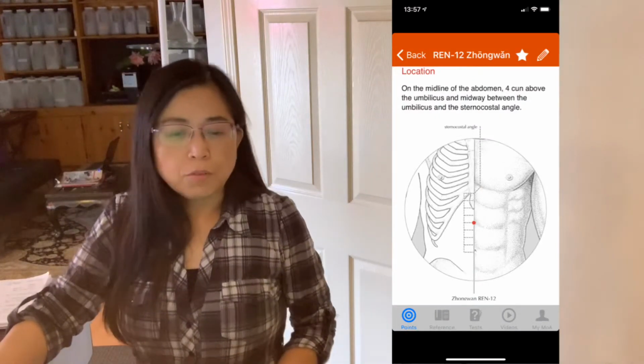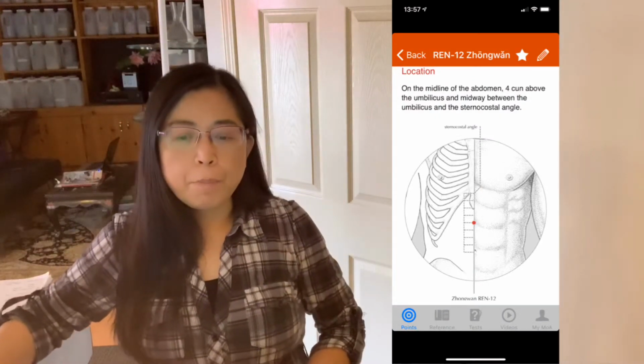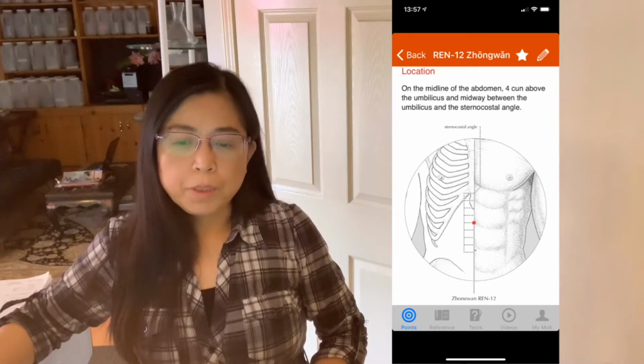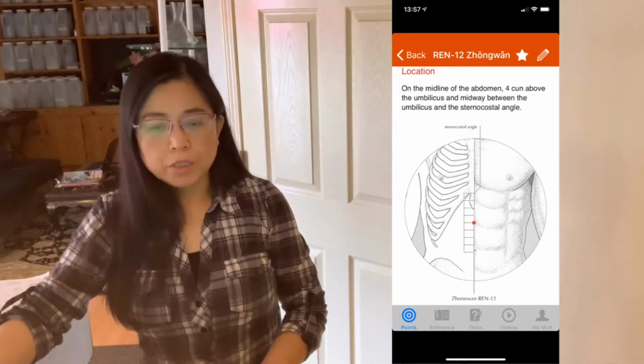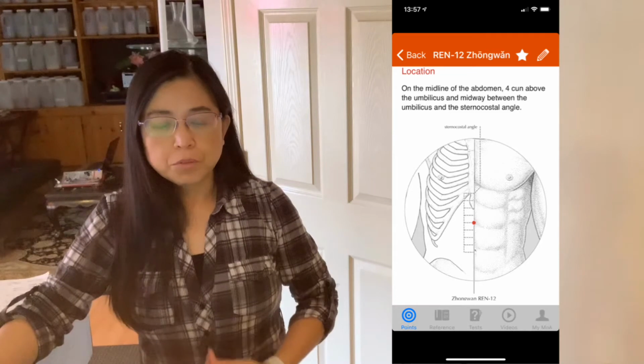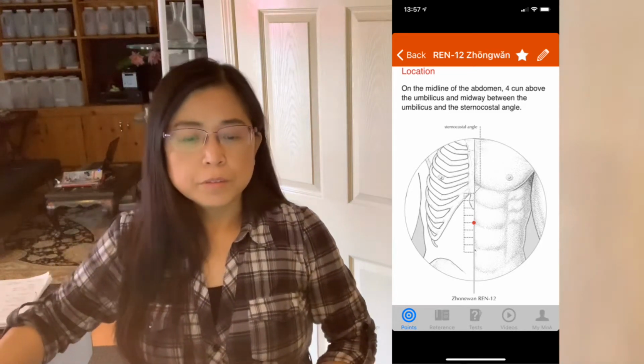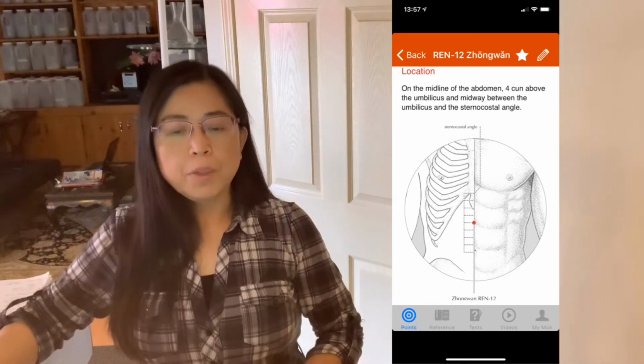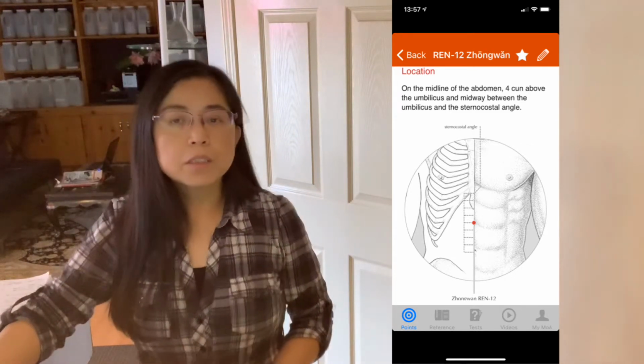And if you have a distended abdomen, or you have a digestion problem, then you press the point 1 palm, horizontal palm, above the umbilicus or belly button, right on the midline. Yeah, and that helps you harmonize the stomach and spleen.